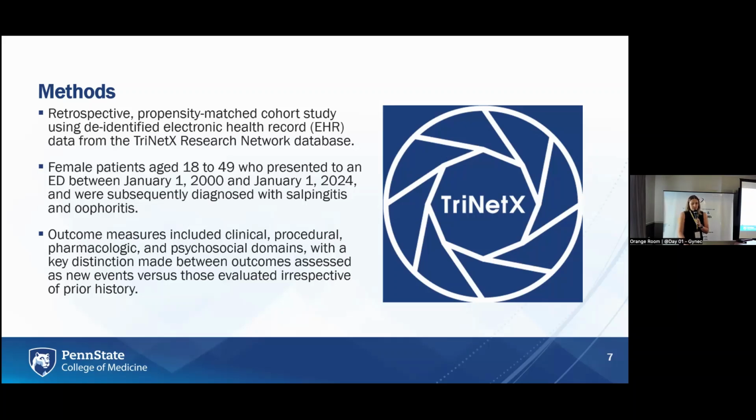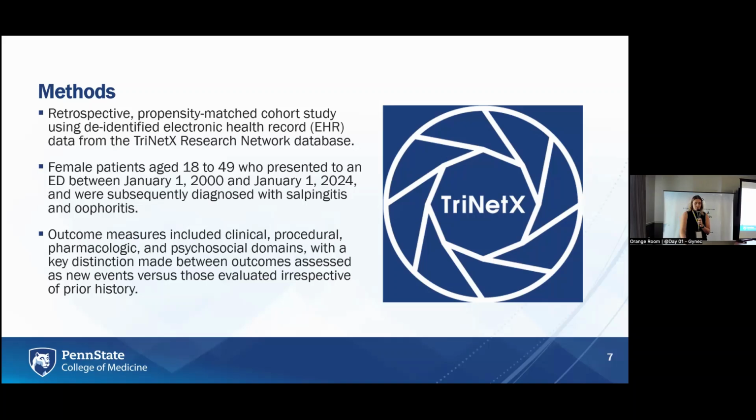Study outcomes were analyzed over the 1-year period following the index event, beginning on the day after the index event. We began assessing outcomes starting the day after the initial ED visit to allow sufficient time for diagnostic confirmation and initiation of treatment, thereby minimizing misclassification of outcomes during the initial encounter. For cohort 1, the presence of a Z code on the same day as the initial ED encounter was also required. Outcome measures included clinical, procedural, pharmacologic, and psychosocial domains, with a key distinction between outcomes assessed as new events versus those evaluated irrespective of history.